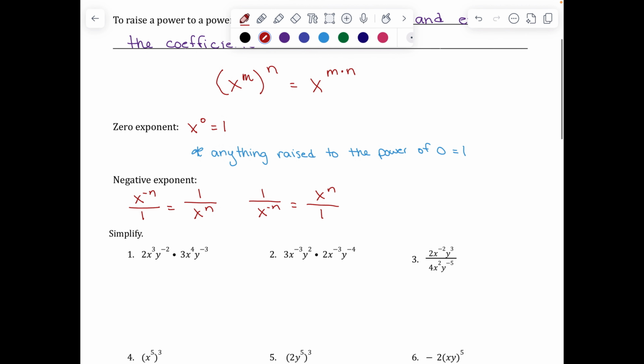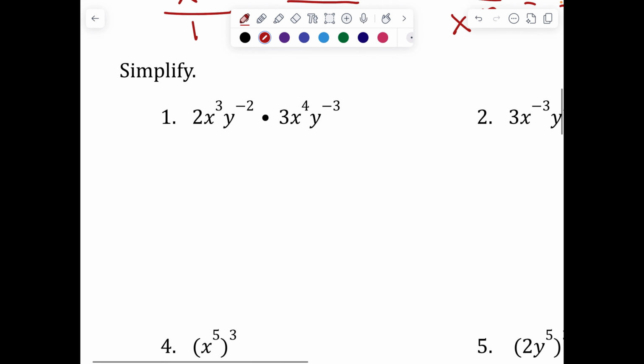So let's look at some examples of this. So we're going to first start with just the negative exponents, and then we'll deal with the power property. So looking at number 1, we are multiplying here. So when we multiply, we are adding our exponents. So I first want to multiply my coefficients. So 2 times 3 gives me 6. Then I'm going to add my exponents. So I have 3 plus 4, so I have x to the 7th. I have negative 2 plus negative 3, so that gives me y to the negative 5th.